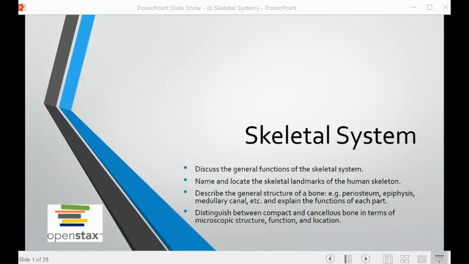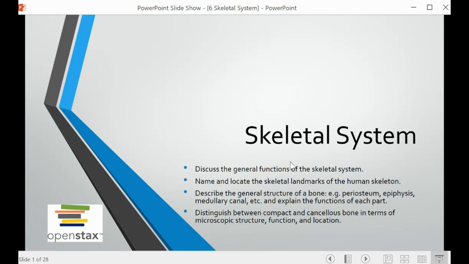Hey guys, so we're going to be talking about the skeletal system today. This is from chapter 6 in your textbook. This is part 1. There's actually 2 parts for chapter 6. We're going to discuss the general functions of the skeletal system. We are going to name and locate the skeletal landmarks on the human skeleton.